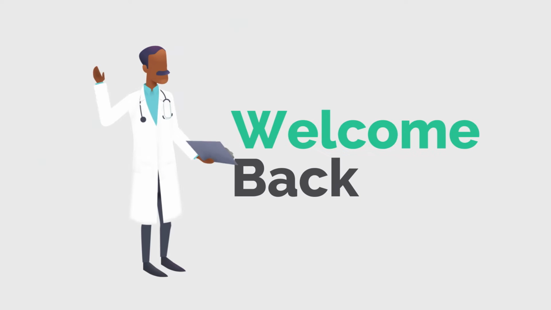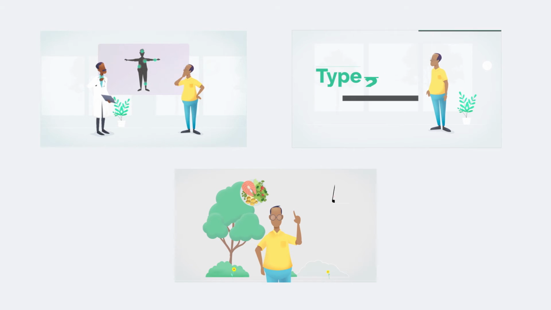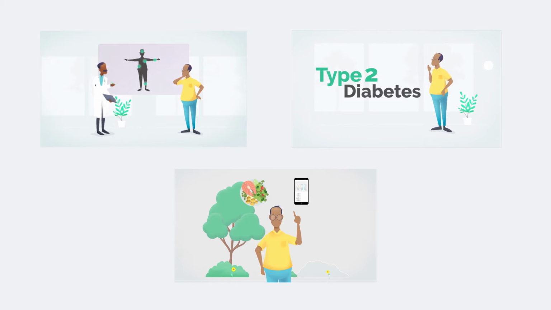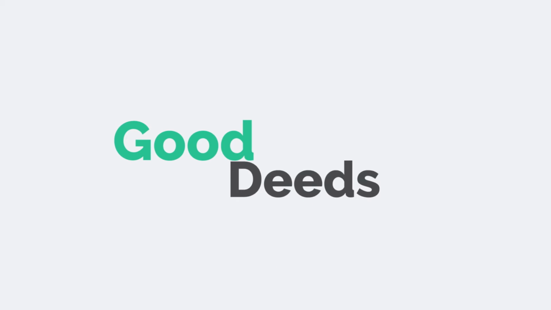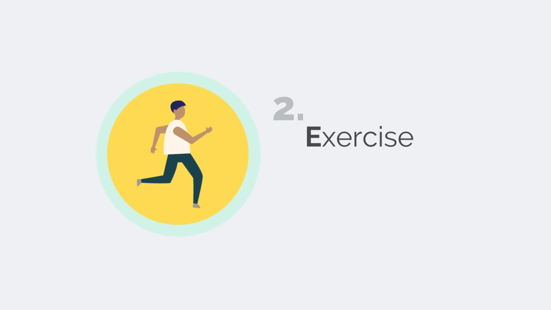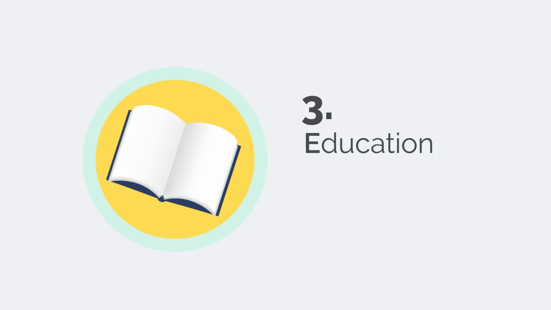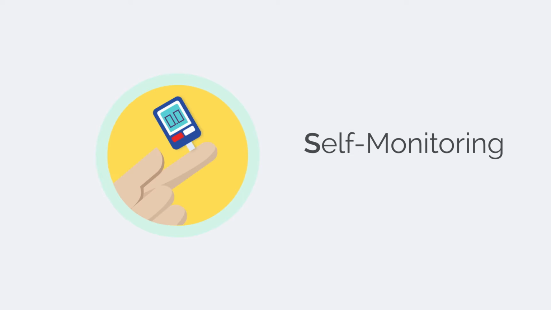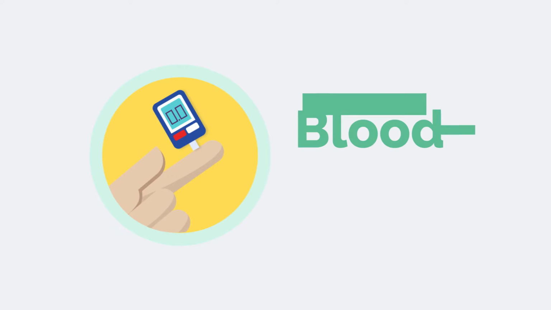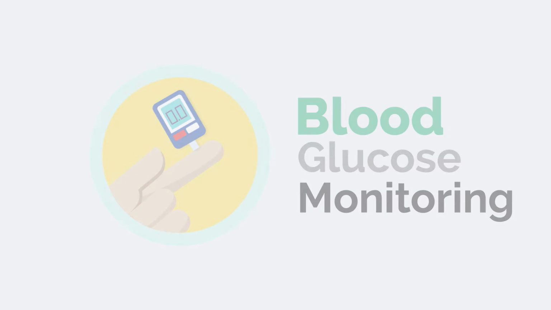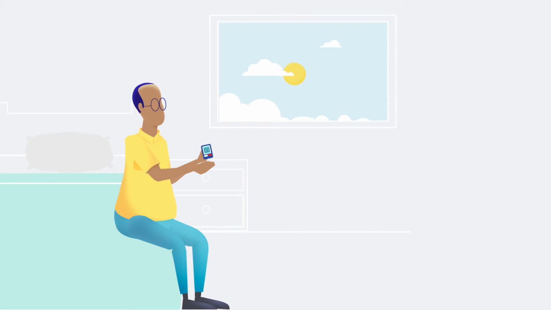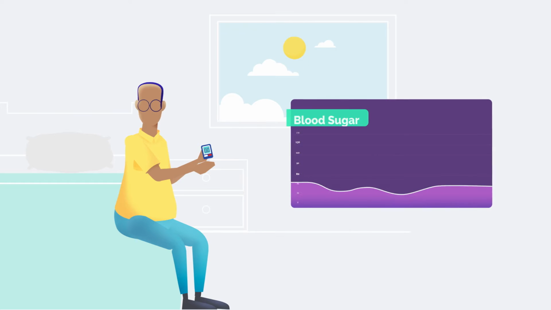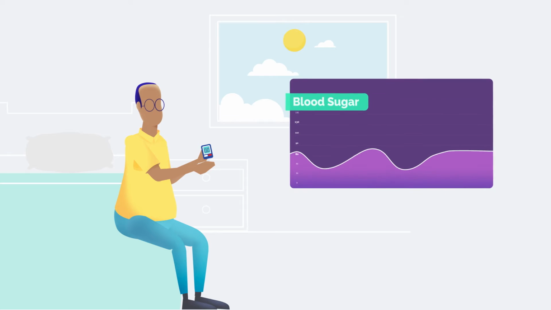Welcome back. In previous modules, you learned about the definition of diabetes, how high blood sugar impacts your health, and the 5 Ds of effective diabetes management: diet, exercise, education, diabetes drugs, and self-monitoring. In this module, we will focus on blood glucose monitoring by learning a common procedure for home blood sugar testing using a glucose meter, and discovering an effective plan to test your blood sugar.